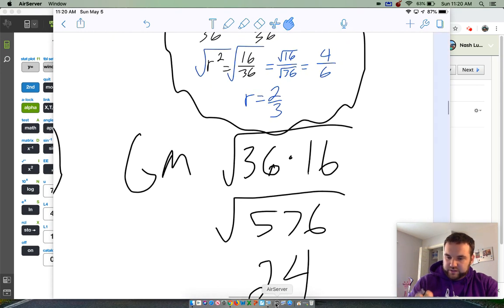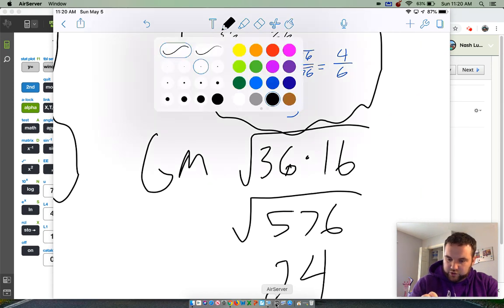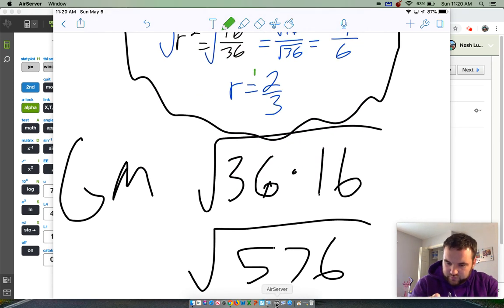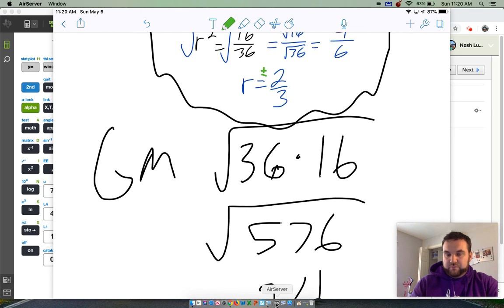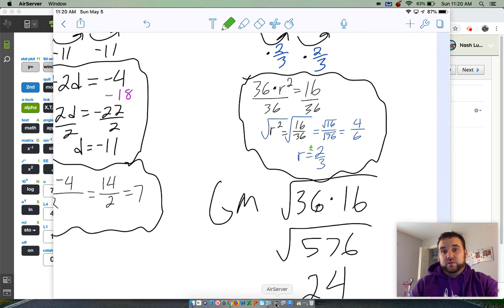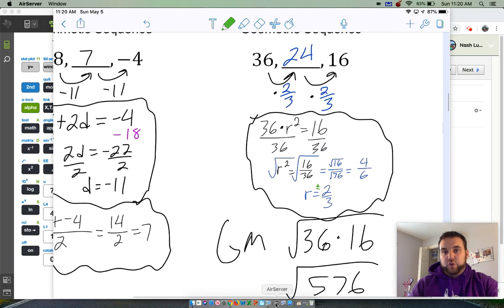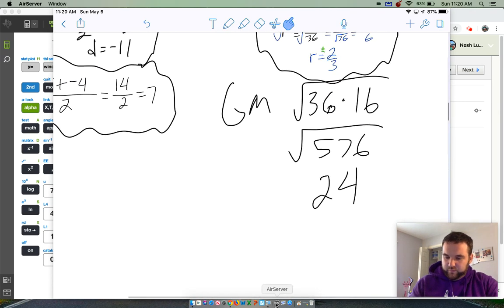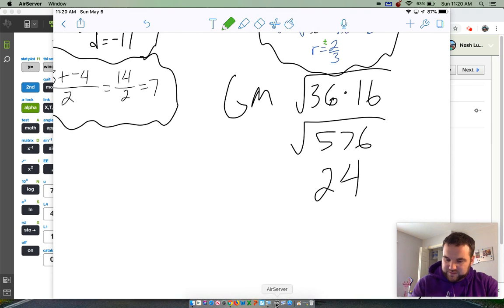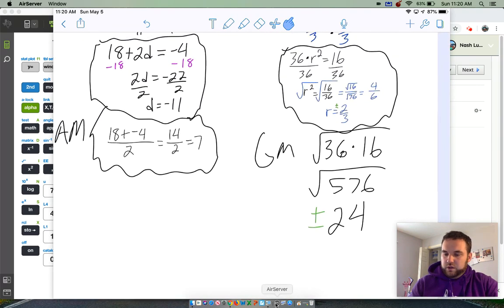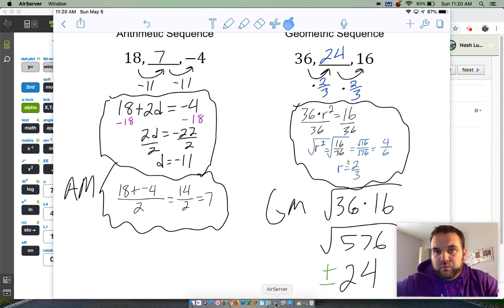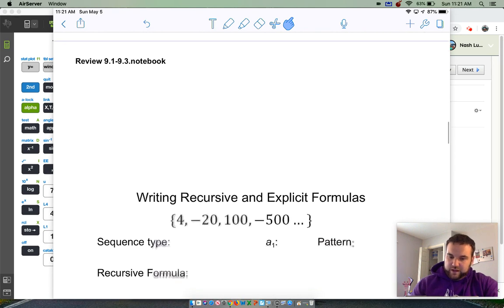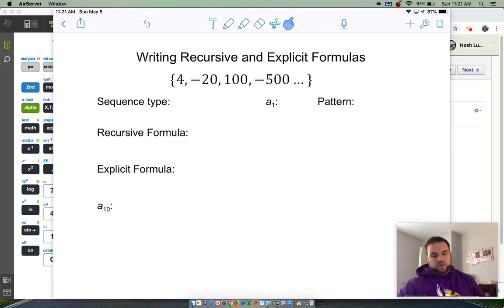So back here when we got 2/3, the common ratio could be negative 2/3. Which means that possible answer for that missing term could be positive 24 or negative 24. And sure enough, we get the same thing if we look down here. The square root of 576 is technically plus or minus, but as long as you have one of those numbers, you'll be fine for that. So that is finding the missing term if we've got a geometric or arithmetic sequence.